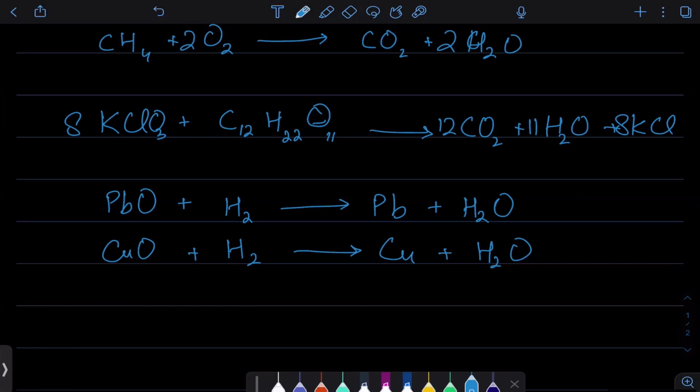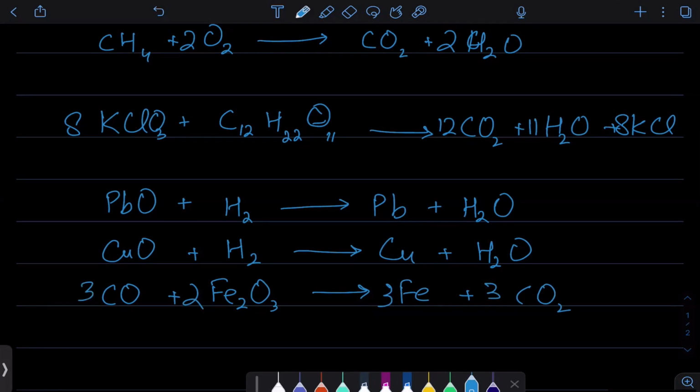Similarly, you can have reducing agents like carbon monoxide. If it reacts with, let's say, iron 3 oxide, it can produce pure iron and carbon dioxide. So again, pretty straightforward reaction, displacement.